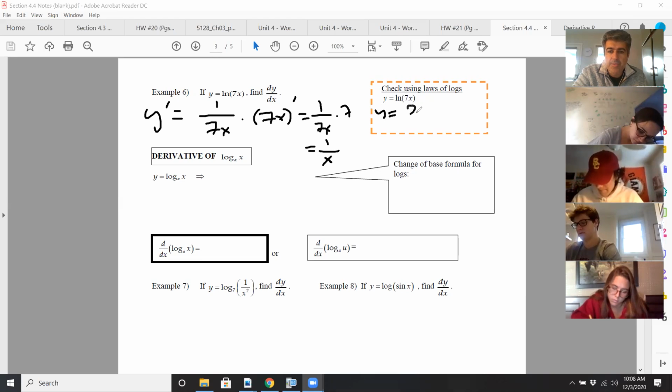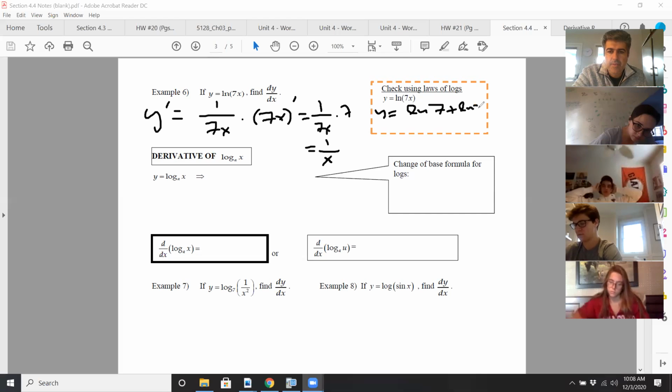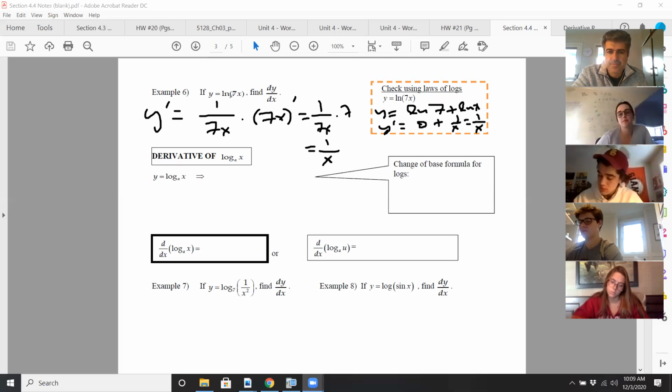Remember your property of logs. When you have a product, you can break it up like this. And if I do my derivative, that's going to be 0, and that's going to be 1 over x. So that's why it actually doesn't matter that we had somebody multiply the x here. You still got 1 over x anyway. Now, of course, if you have like ln of x squared or ln of x cubed, then yeah, you're going to have something else going on there. But in that case, it was just 1 over x.